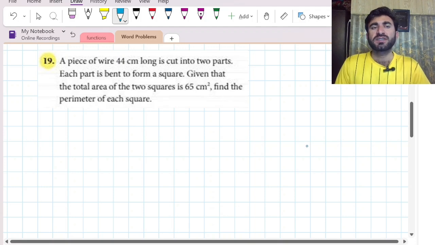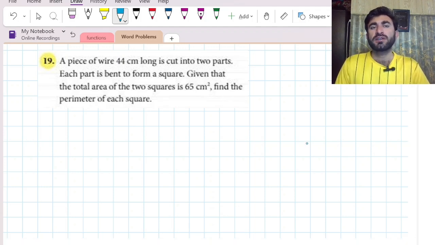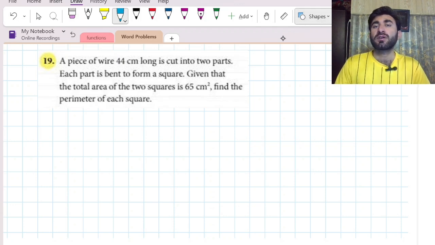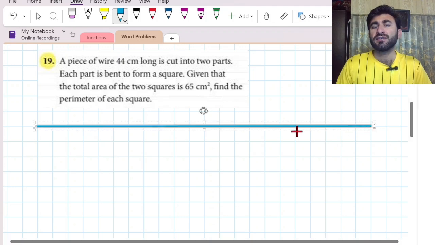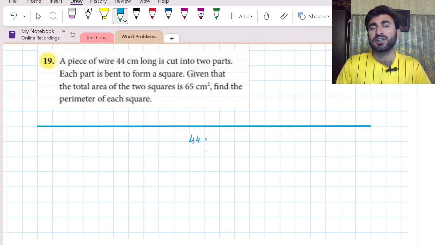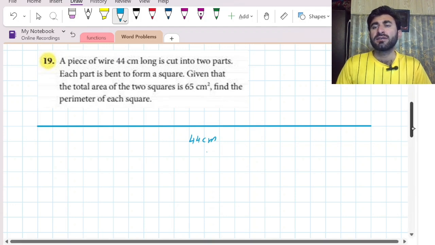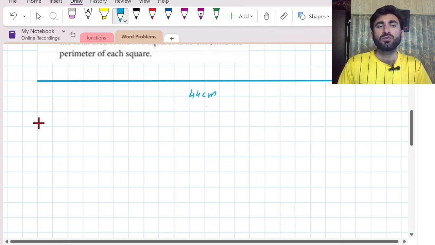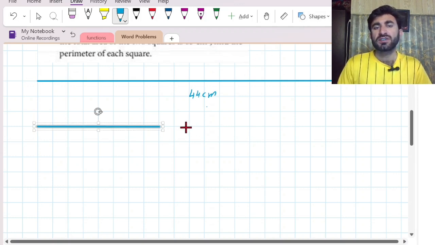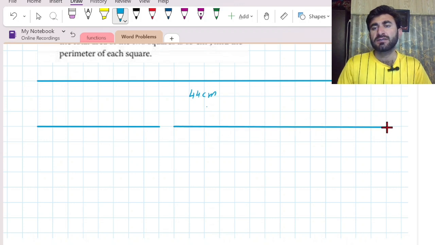The next problem states a piece of wire 44 centimeter long is cut into two parts. Each part is bent to form a square. Given that the total area of the two squares is 65 centimeter square, find the perimeter of each square. So this one is a complicated problem. First, we have to suppose that this is a wire which is 44 centimeter long, and we are cutting this wire into two parts. Let me assume that these are the two parts we cut the wire into. First one is over here, and suppose the second one is over here.